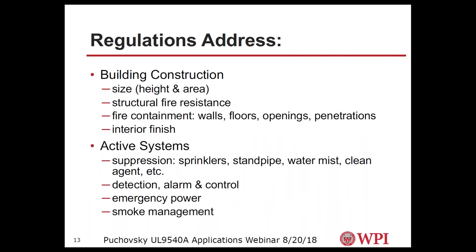Next slide, please. So I want to focus on the next couple of slides on what the regulations actually get into. Things like building construction, size, structural resistance, fire containment. They may specify different types of active systems: sprinkler, standpipe, water mist, clean agent systems, for example, detection, emergency power, smoke management. Next slide, please.